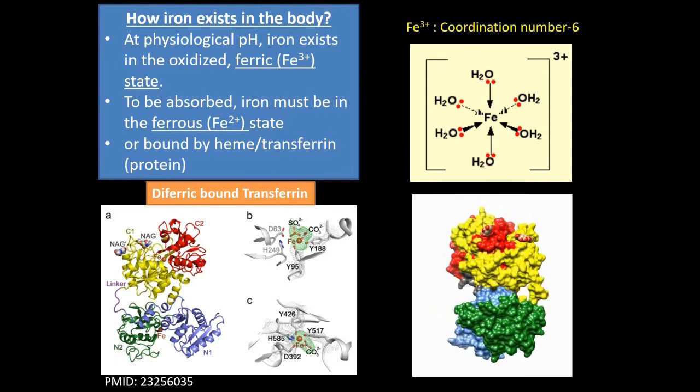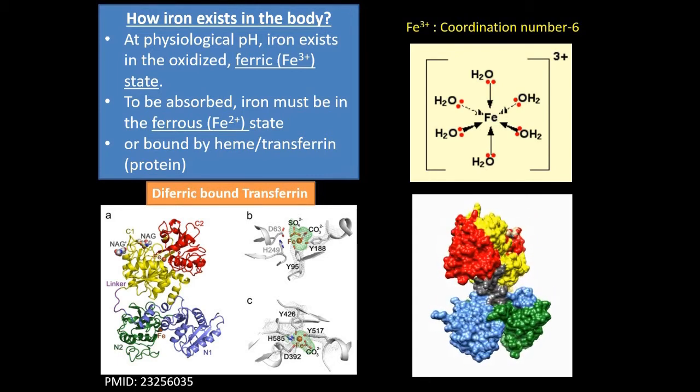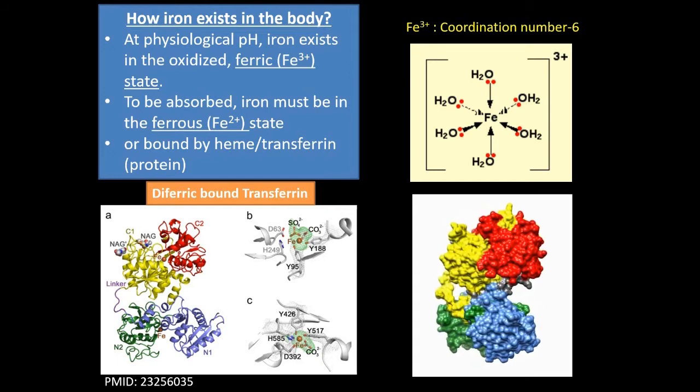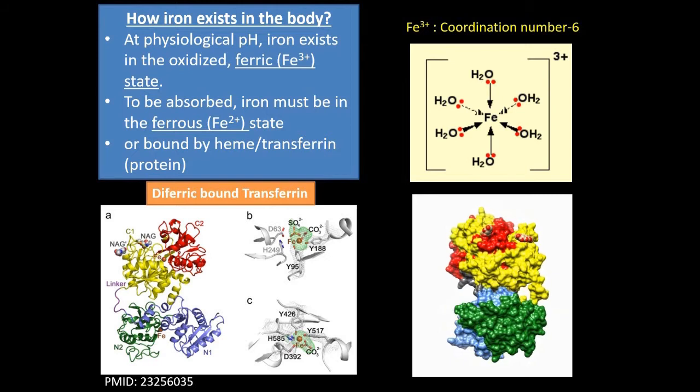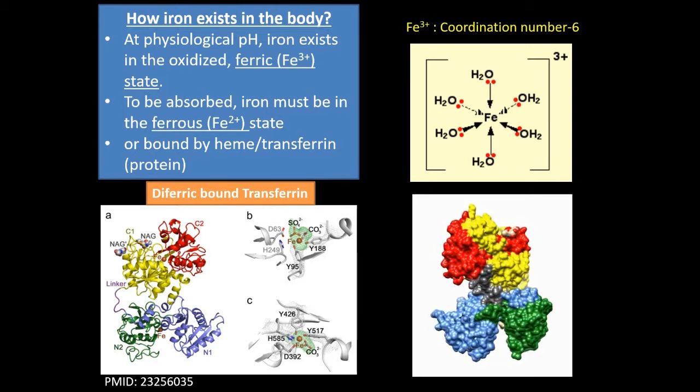How does iron exist in the body? At physiological pH, iron exists in the oxidized ferric state. To be absorbed, iron must be in the ferrous state or bound by a protein such as transferrin.